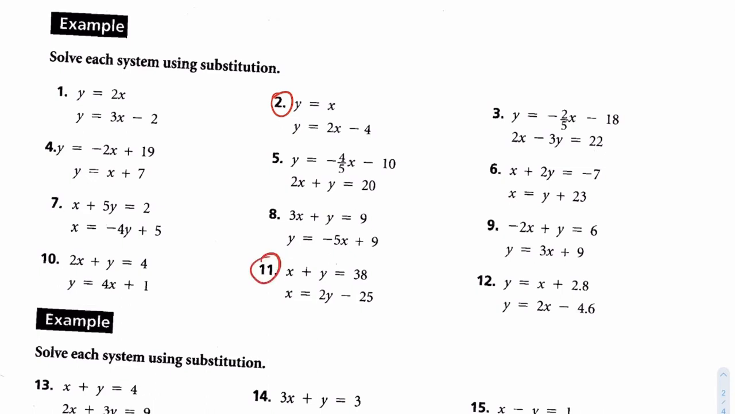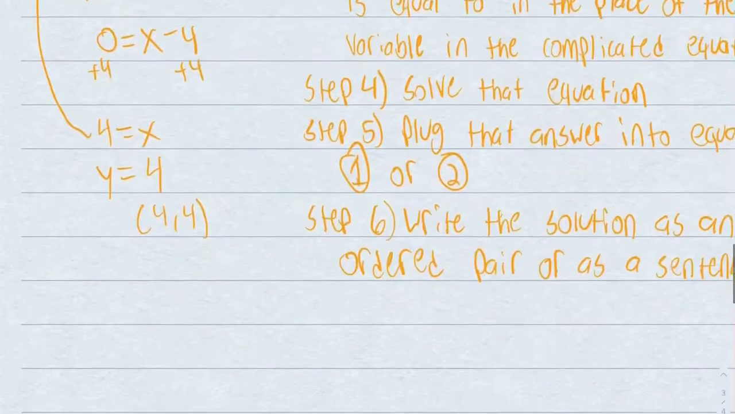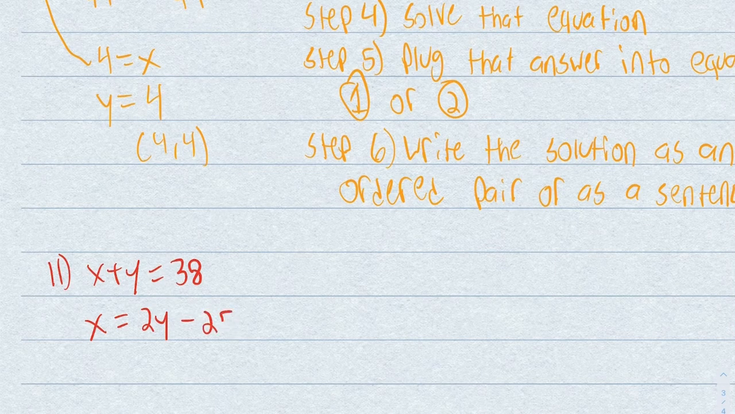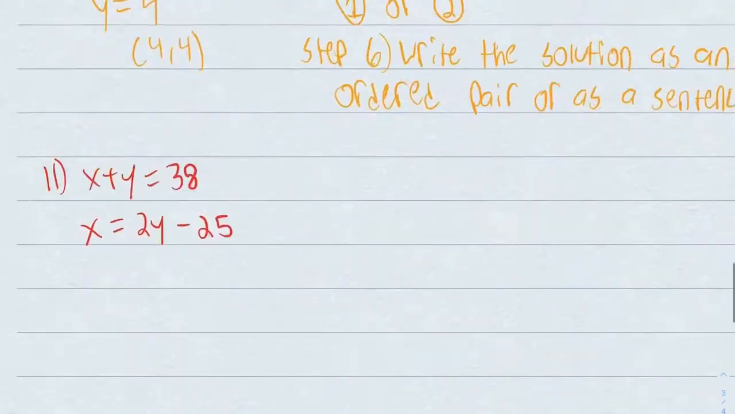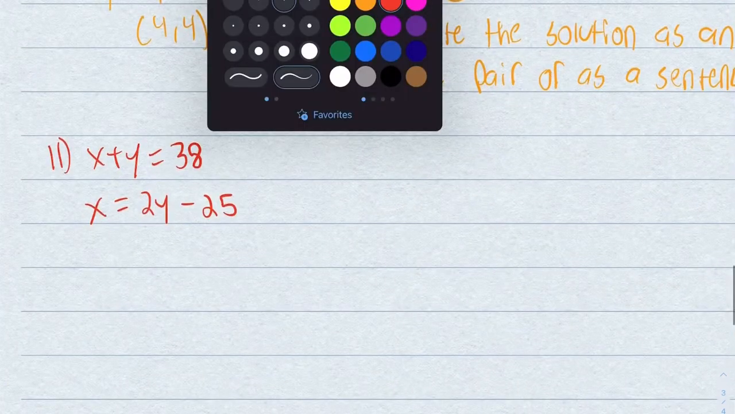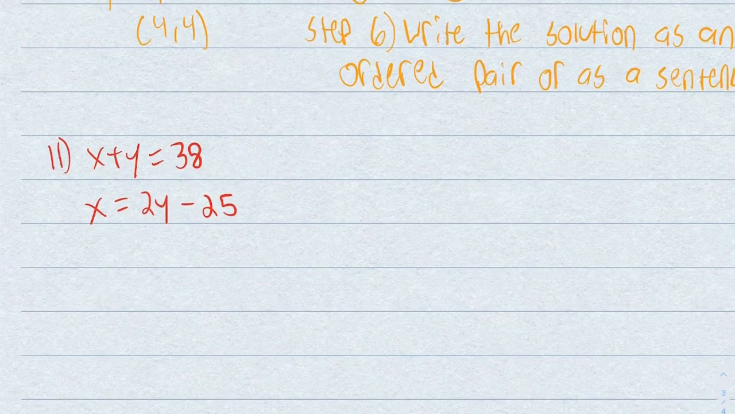x plus y equals 38. x equals 2y minus 25. Now let's look at our steps. Step 1, label your equations. That won't take very long, so let me just read step 2. Solve the simpler equation for a variable. First thing we'll do is label equation 1 and equation 2.